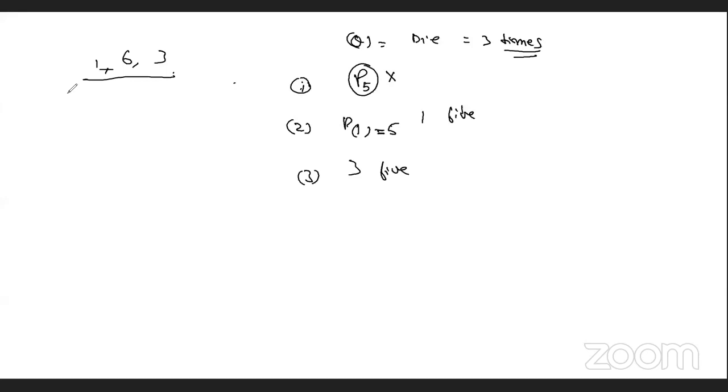But still, let's try to understand. If I'm going to roll my die three times, then out of three trials, how many times will I be able to get maybe no 5, or maybe just one time 5, or maybe just three times 5?